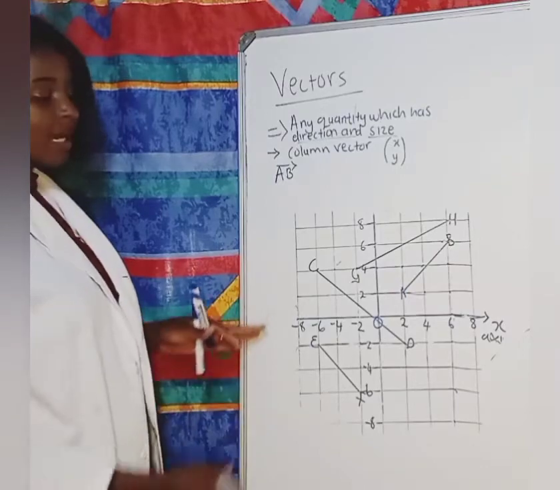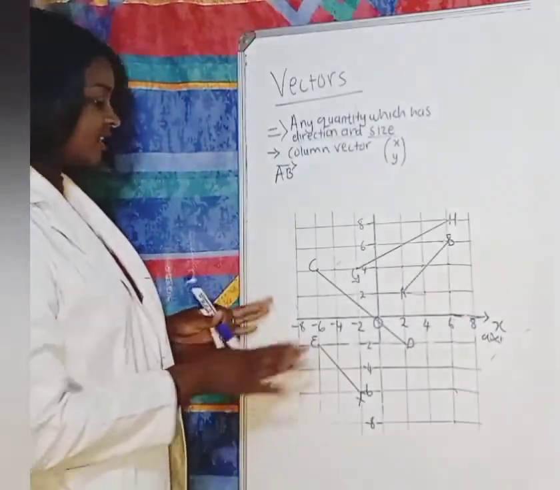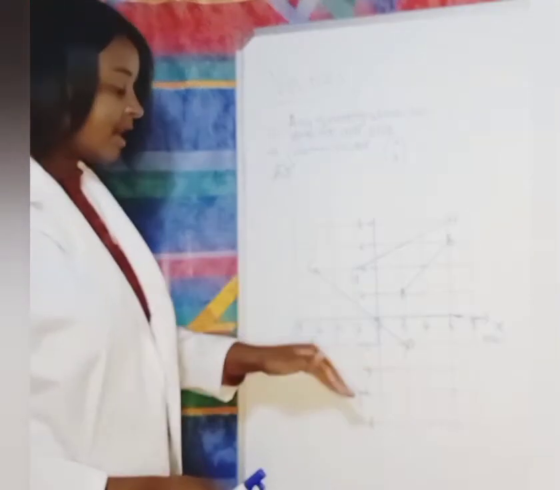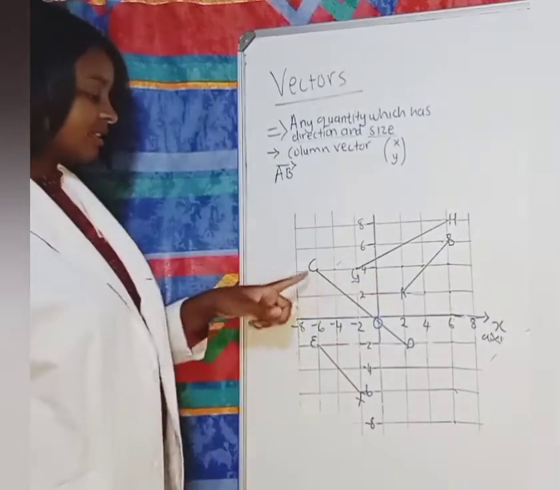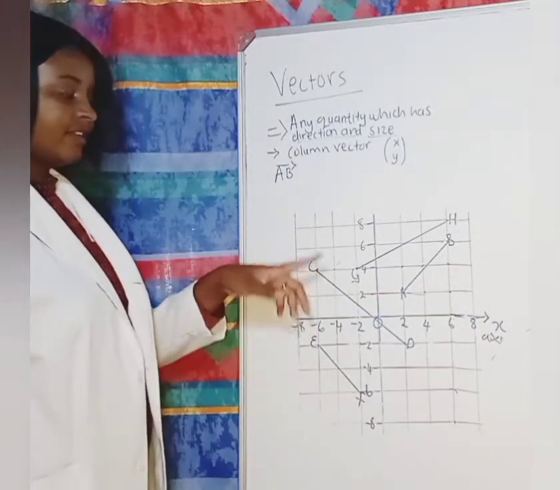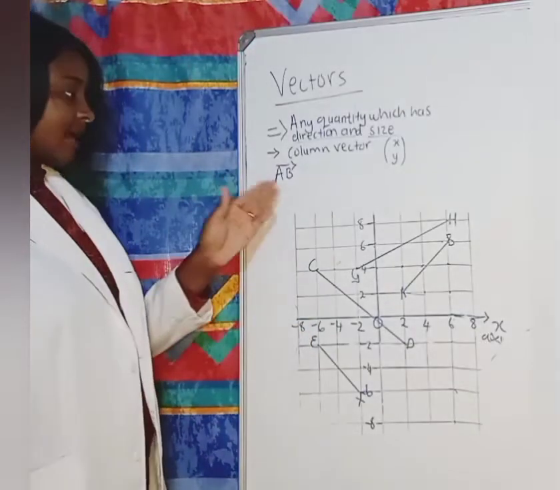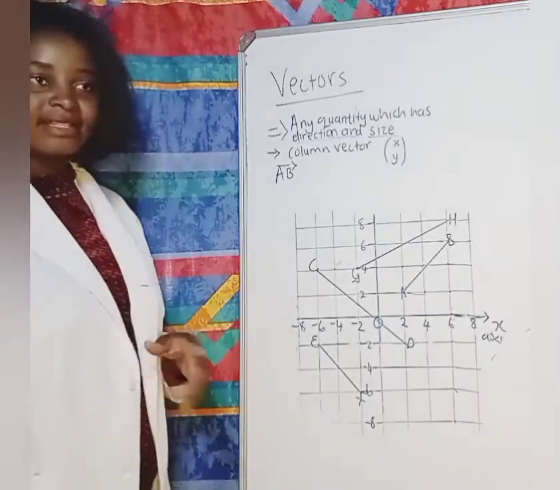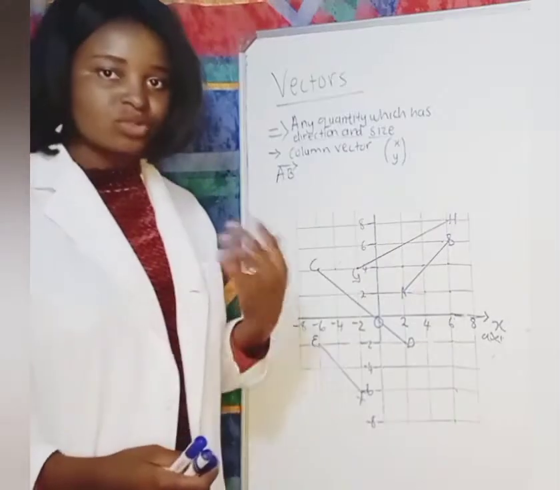Okay, so I tried to make a graph paper here. I sketched certain graphs. I've got vector AB, vector CD, EF, and vector GH. I want us to be able to write them down as column vectors. Starting with vector AB, before we even start, I need you guys to take note of this.